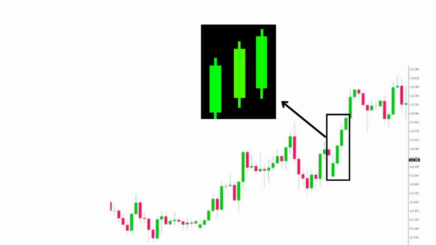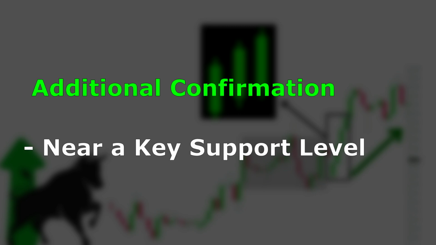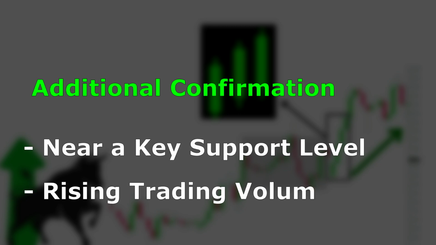The 3 white soldiers pattern often forms after a downtrend or a period of consolidation, suggesting that buyers have taken control of the market. This bullish continuation pattern reflects strong upward momentum. For additional confirmation, ensure the candles form near a key support level, and watch for steady or rising trading volume, which adds credibility to the signal.